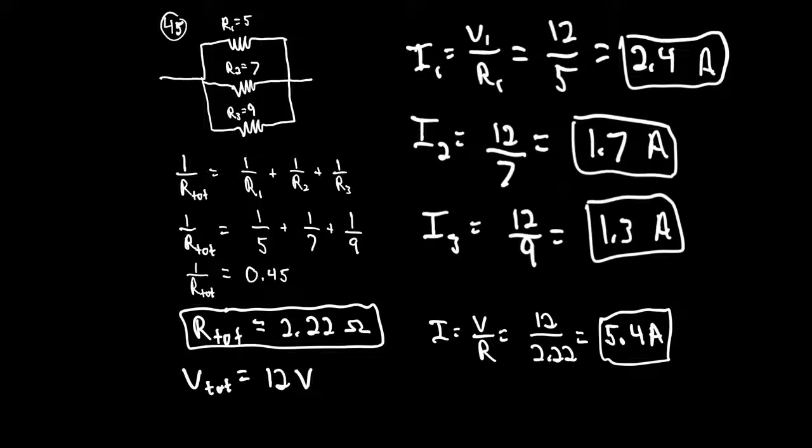How many points is this worth? Maybe 5. Yeah. This is easy. Right? This is plug and chug. That doesn't take a long time. What takes a long time is the next one. So let's do number 61.